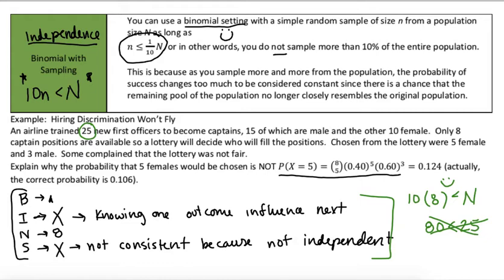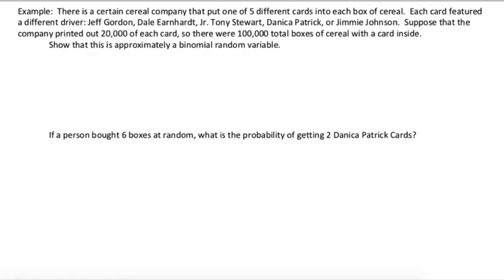All right, so let's look at another one here. In this example, it says there's a certain cereal company that has put one of 5 different cards into each cereal box. Each card features a different driver: Jeff Gordon, Dale Earnhardt Jr., Tony Stewart, Danica Patrick, or Jimmy Johnson. Suppose that the company wanted to print out 20,000 of each card so that there were 100,000 total boxes of cereal with a card inside. Show that this is approximately a binomial random variable.